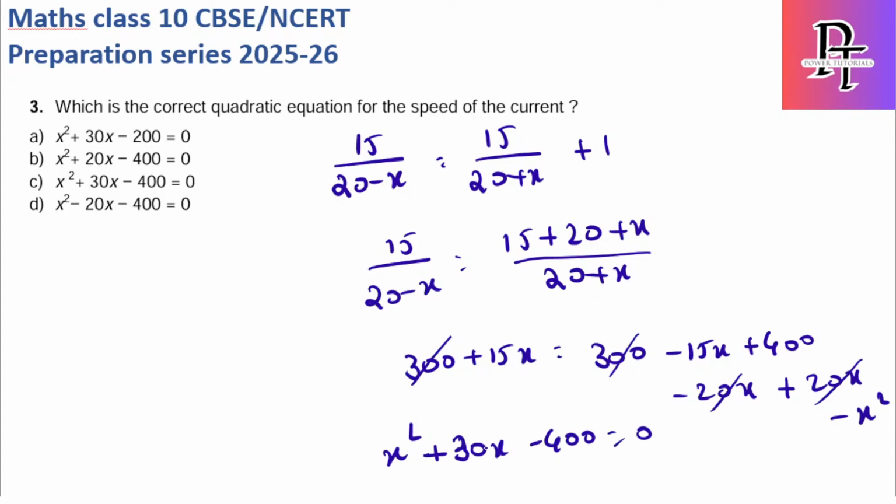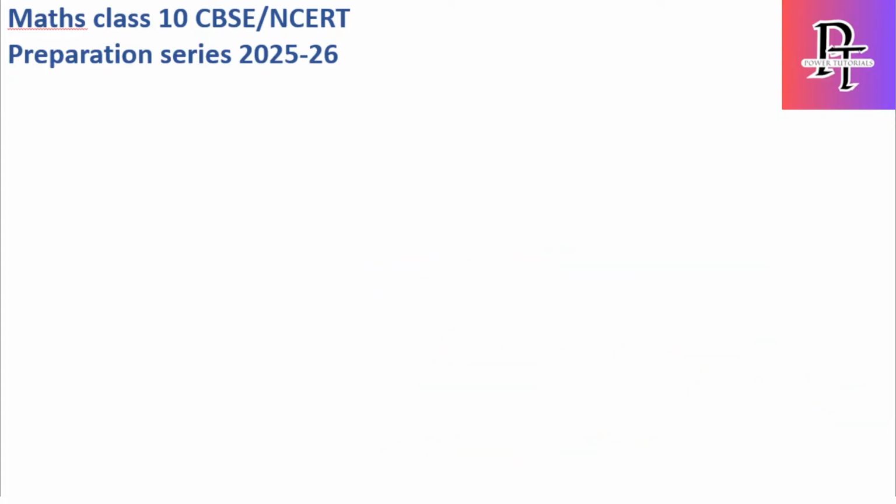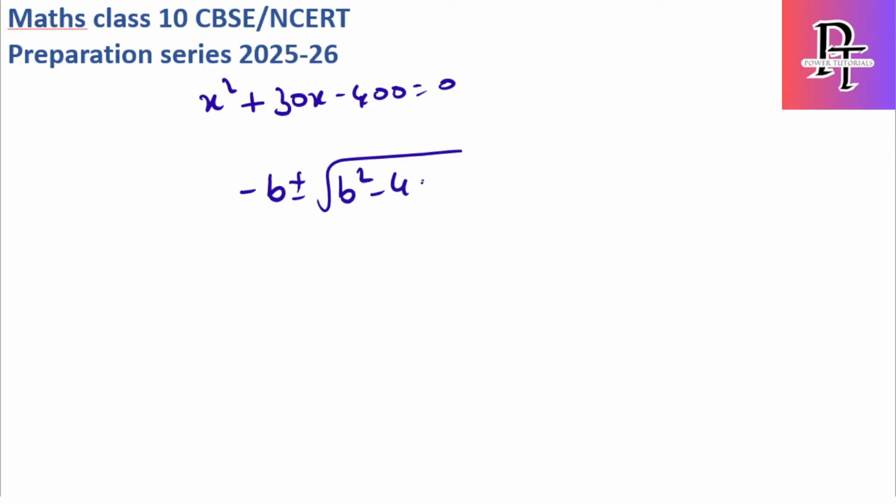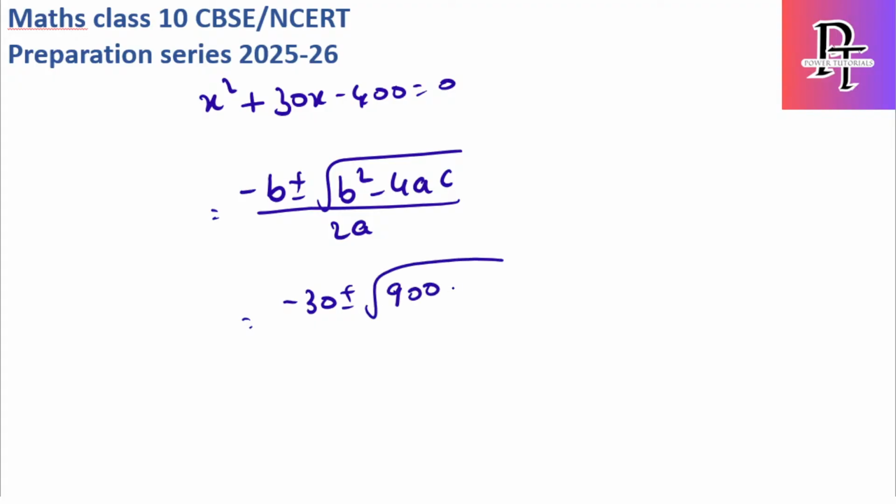As I told you, now I am going to solve this using the quadratic equation formula, not by the prime factorization method. So this becomes x square plus 30x minus 400 is equal to 0. The formula I told you: minus b plus or minus root of b square minus 4ac by 2a. So this becomes minus 30 plus or minus root of 30 square, which is 900, minus 4 into 1 into minus 400, which is 1600, minus of minus, so that's why I told you it is plus. 2 into a is 2, so minus 30 plus or minus root of 2500 by 2.